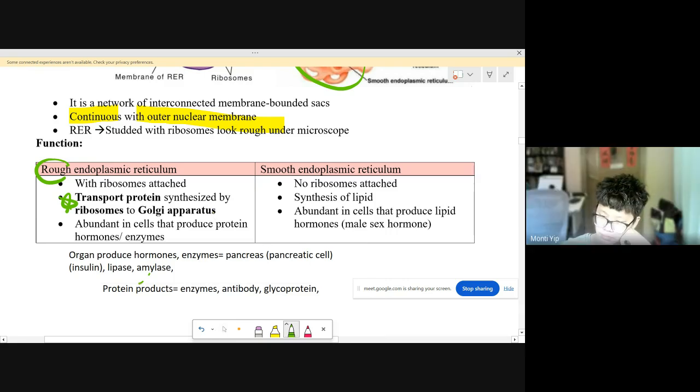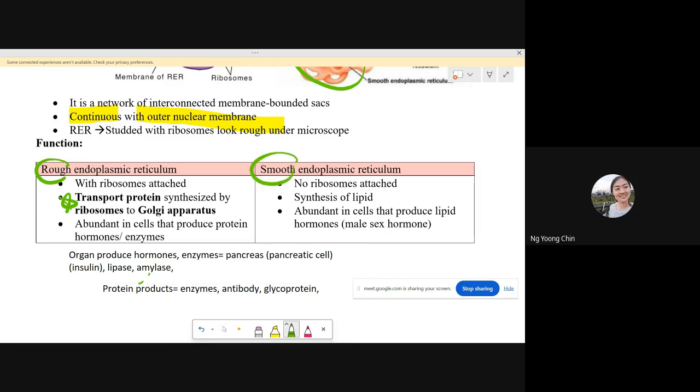So now we talk about smooth ER. Smooth ER doesn't have ribosomes attached, so its surface is very smooth, right? And they also help to synthesize what? They help to produce lipids. So there will be a lot of these cells found where they produce a large amount of lipid hormones.